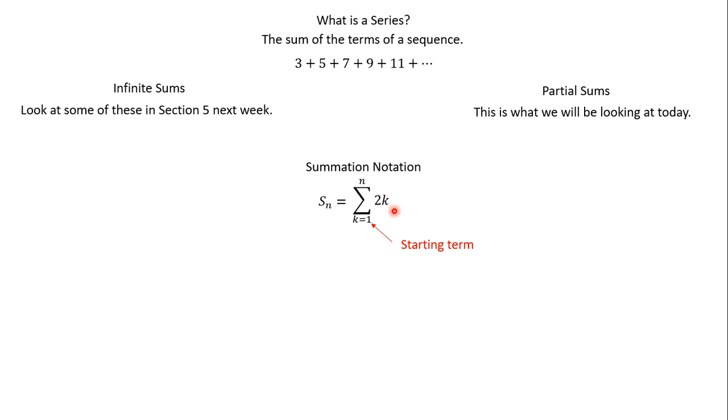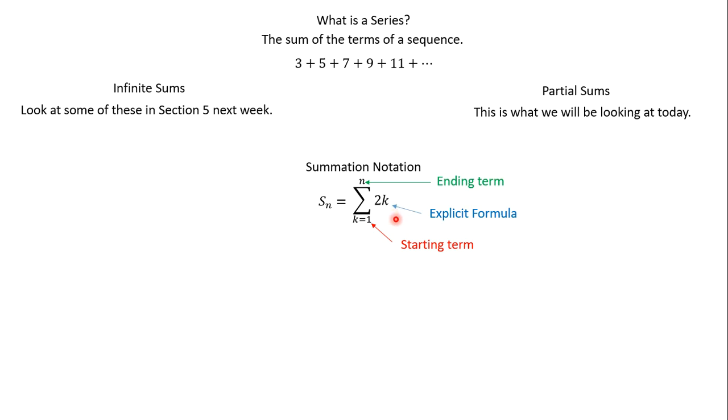So that'll be 2 times 1 plus 2 times 2 plus 2 times 3 plus 2 times 4 plus all the way up to the number at the top, which is the ending term. In this case, it's a generic n. So we'd go up, we'd have 2 times 1 plus 2 times 2 plus 2 times 3 plus dot, dot, dot, 2 times n.